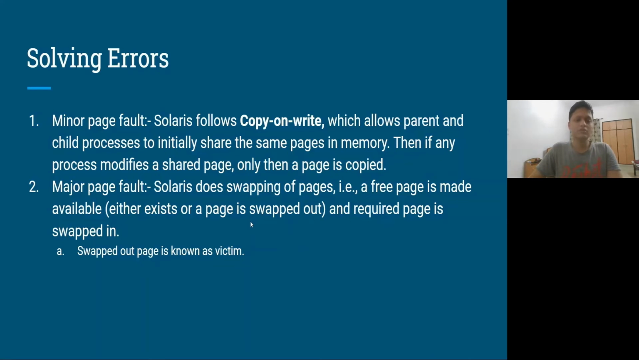Minor page fault, Solaris follows a copy on write policy, which allows parent and child processes to initially share the same pages in memory. Then, if any of the processes want to modify the shared pages, only then is the page copied. Major page fault, Solaris does swapping of pages, that is, a free page is made available. Either it exists or a page is swapped out to create a free page and the required page is swapped in. The swapped out page is known as the victim. The victim selection policy will be discussed by my friend Anand Shankar.